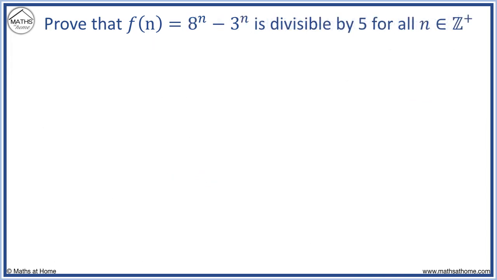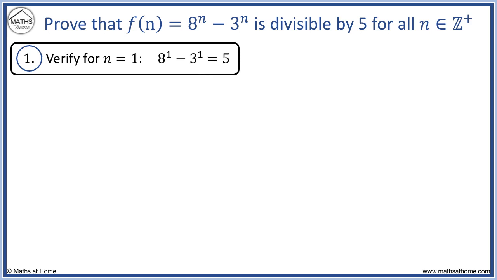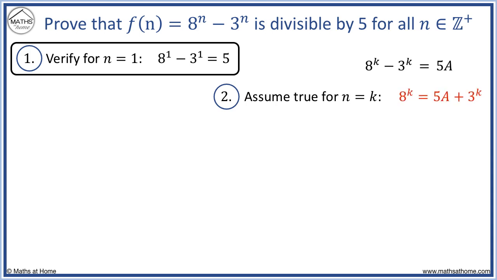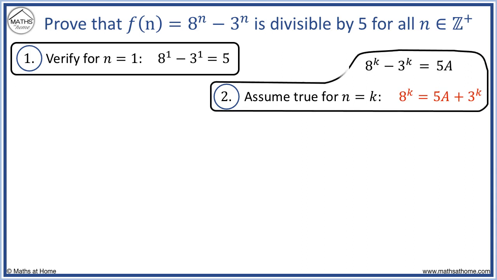Here is another example. For n equals 1, 8 to the power of 1 minus 3 to the power of 1 equals 5, which is divisible by 5. When n equals k, we obtain 8 to the power of k minus 3 to the power of k, which equals 5a, as it is divisible by 5. We can rearrange this as 8 to the power of k equals 5a plus 3 to the power of k.